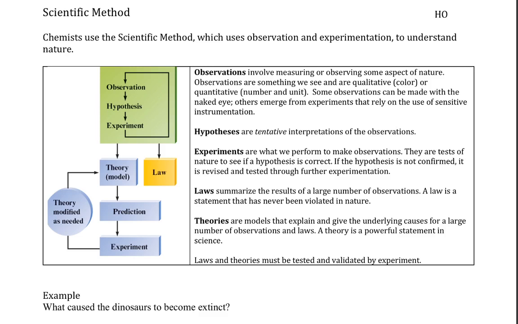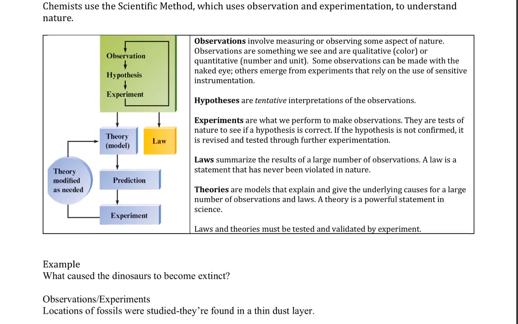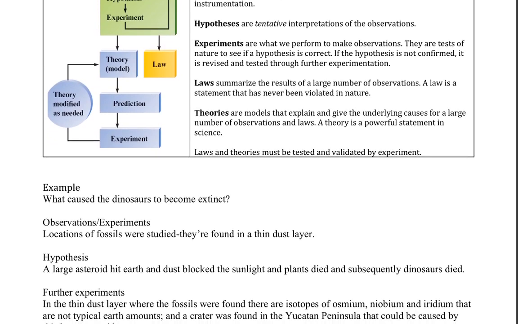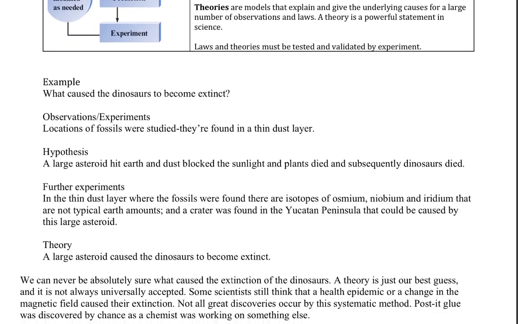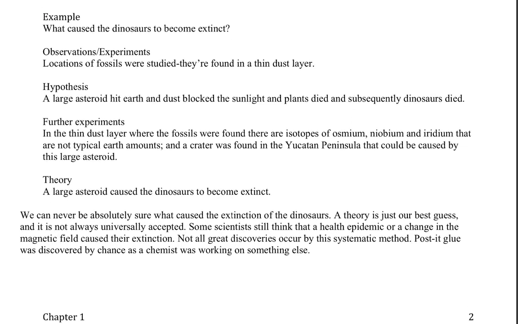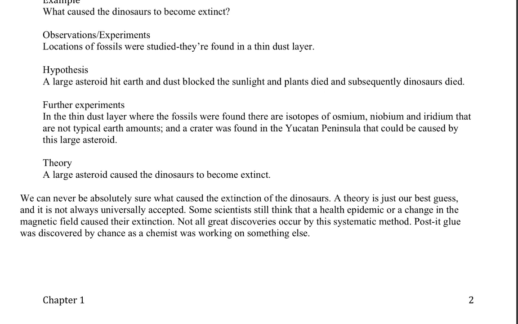Laws and theories must be tested and validated by experiment. Science is backed up by experiment. We can make all kinds of theories we want, but they are only as good as the experiment allows them to be. And we can never be sure of whether a theory is correct or not. It's just our best educated guess.